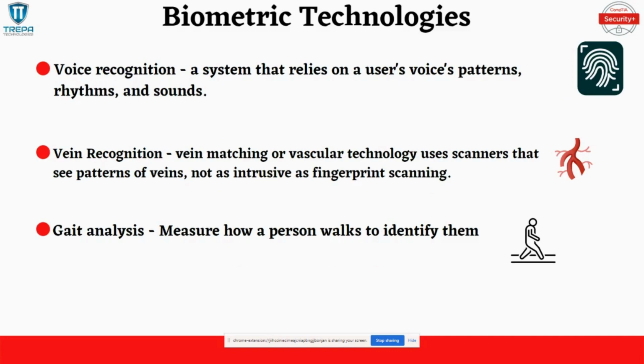Now we have other ones here like voice recognition, which relies on the patterns of an individual's voice for authentication. Then we have vein recognition, which matches the patterns of a person's veins. And then gait analysis, which is a measurement of how a person walks to properly identify them.